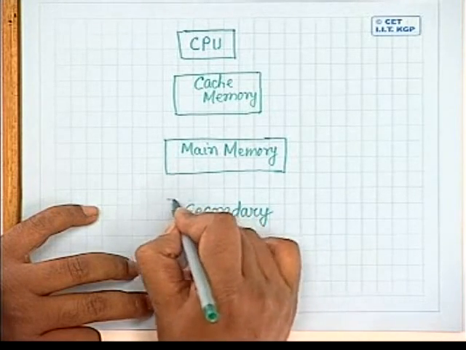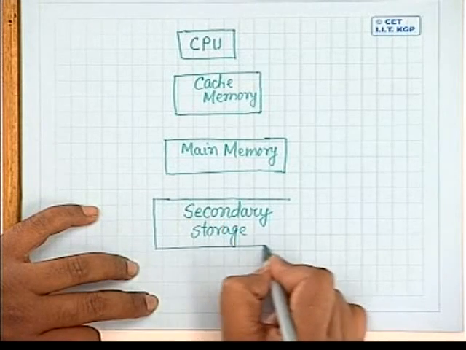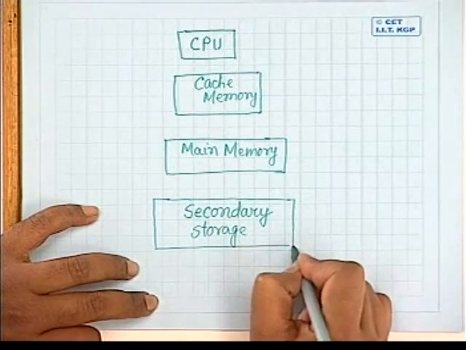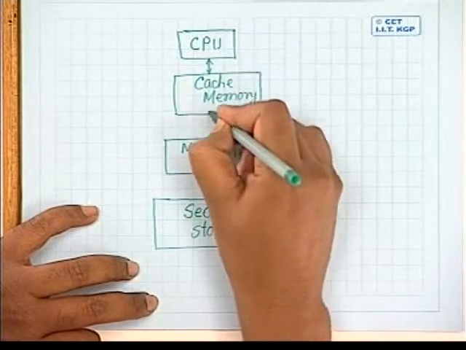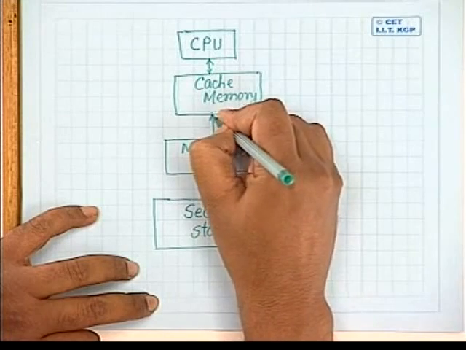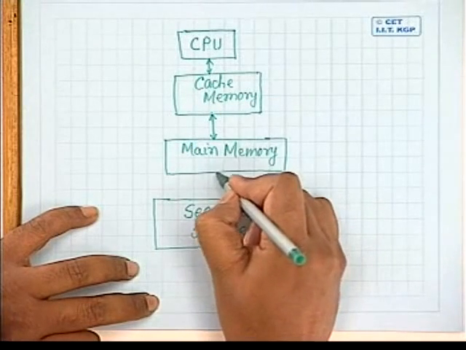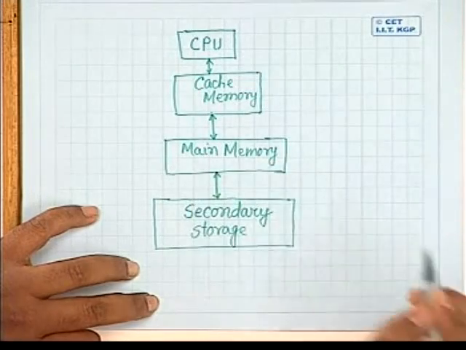So we assume that the secondary storage is large enough to contain the logical address space of all the jobs in the system. And the hierarchy will be like this. The CPU first checks in the cache memory. If there is a cache miss, then it has to go to main memory. If there is a main memory miss, then you have to check for it in the secondary storage.